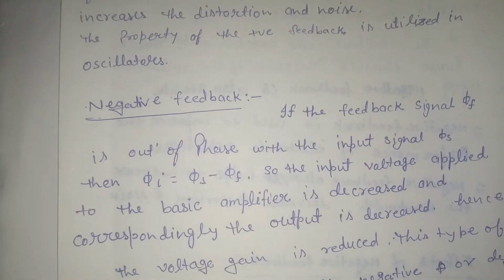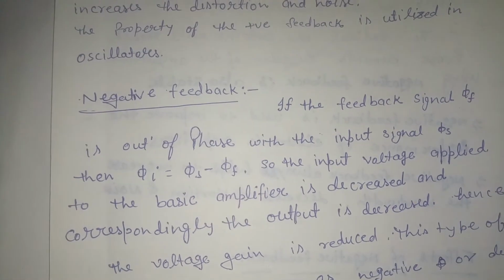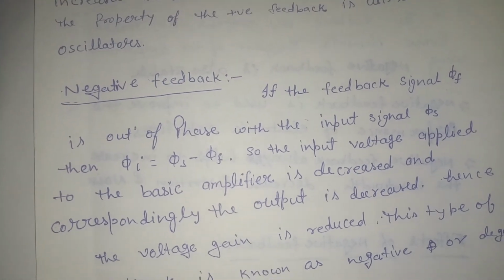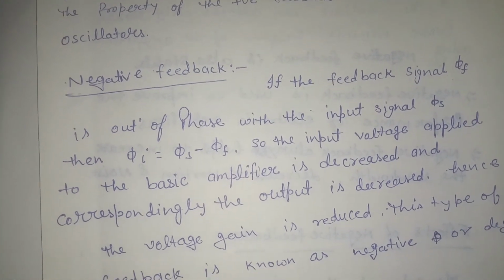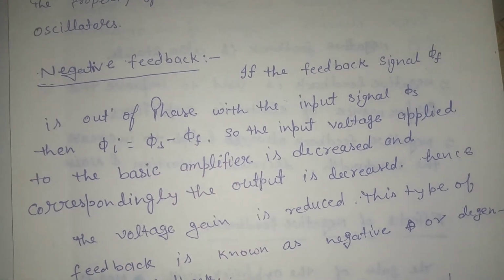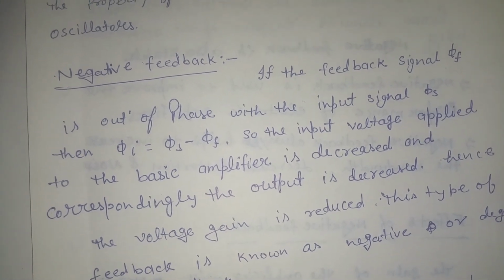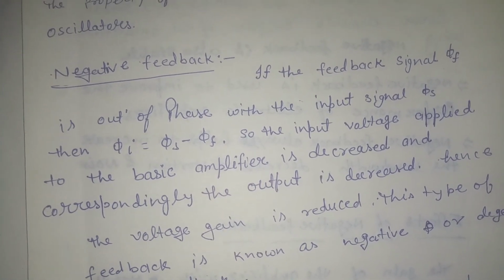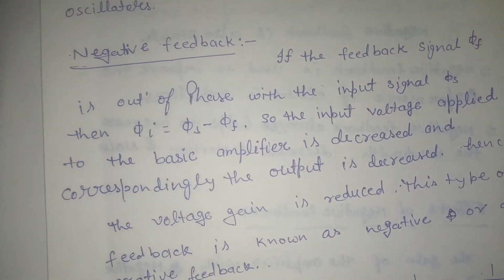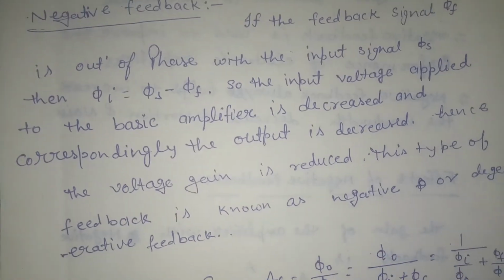So now the negative feedback: if the feedback signal Φf is out of phase with the input signal Φs, then Φi is equal to Φs minus Φf. So the input voltage applied to the basic amplifier is decreased and correspondingly the output is decreased. So the voltage gain is reduced, and this type of feedback is known as negative feedback.